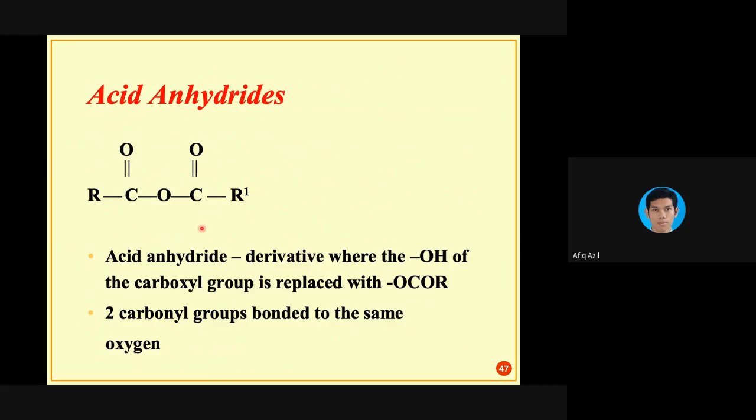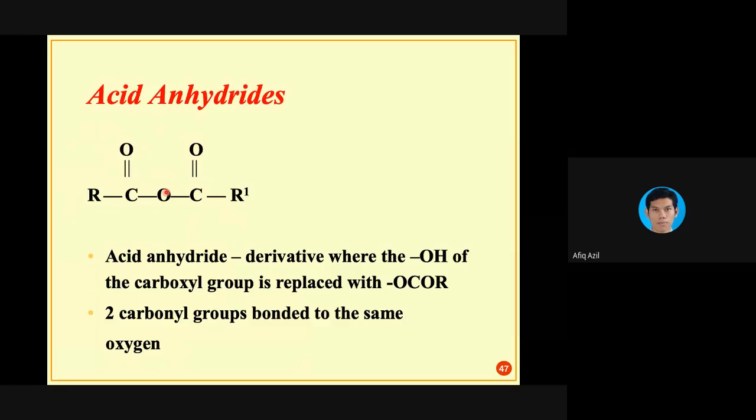And then acid anhydride. So acid anhydride is a derivative where the OH of the carboxyl group is replaced with OC double bond OR. So two carbonyl groups are bonded to the same oxygen. So where is the carbonyl group? This is the carbonyl group, bonded to the same oxygen. This is acid anhydride.